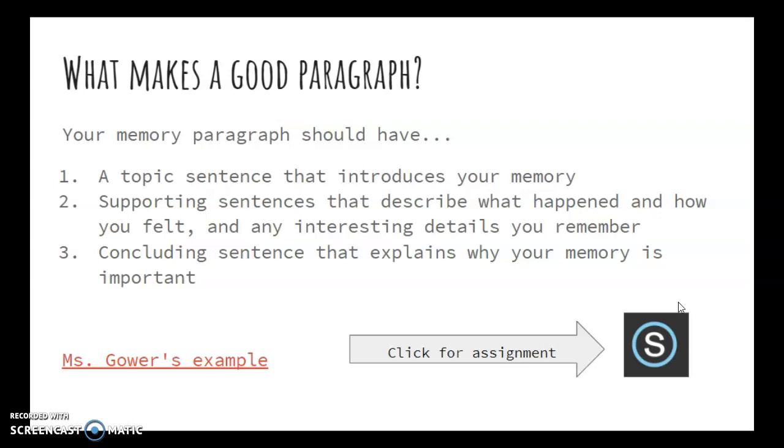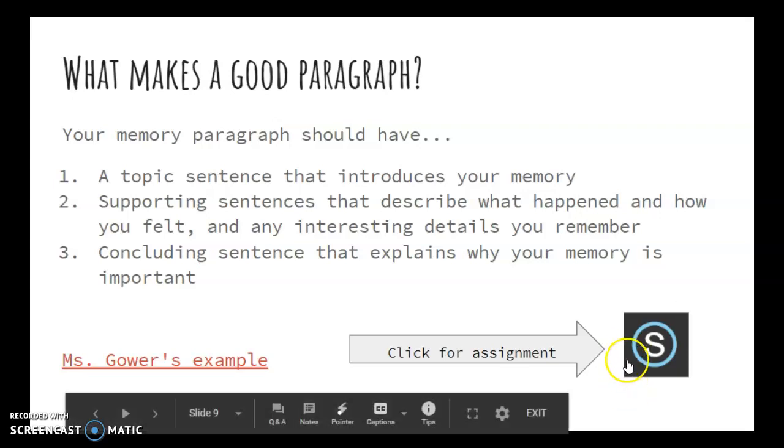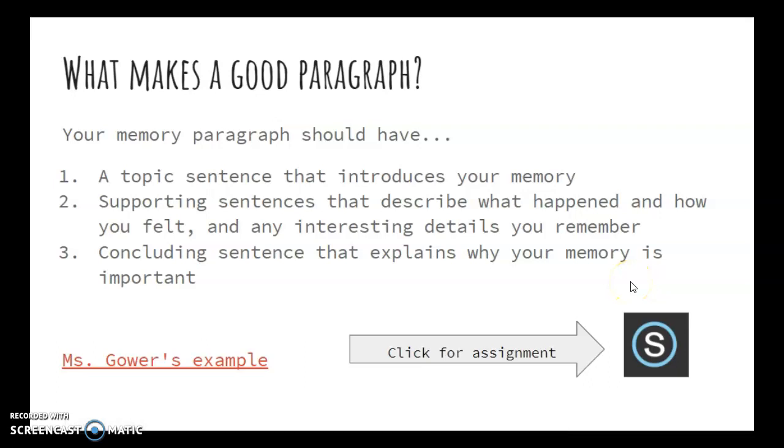Once you have your paragraph written in your journal, it's going to be in Schoology. So you're going to click this assignment. Now this is just a video, but if you do the Nearpod, this is the assignment. It looks like an assessment, but it's not really an assessment. You're going to type in your paragraph, and I'm looking for paragraphs that have a topic sentence, supporting sentences, and a concluding sentence.